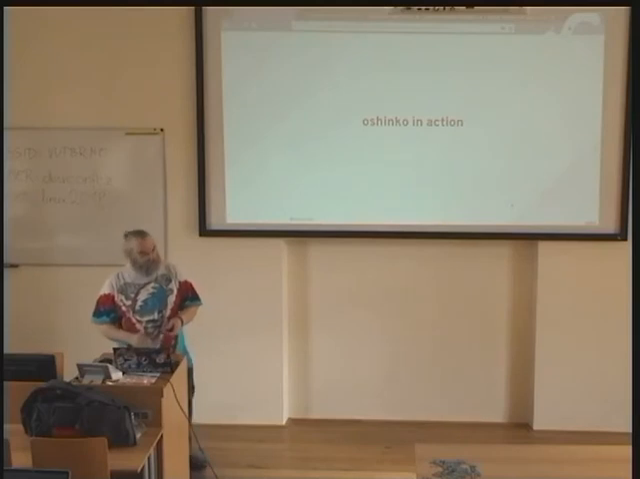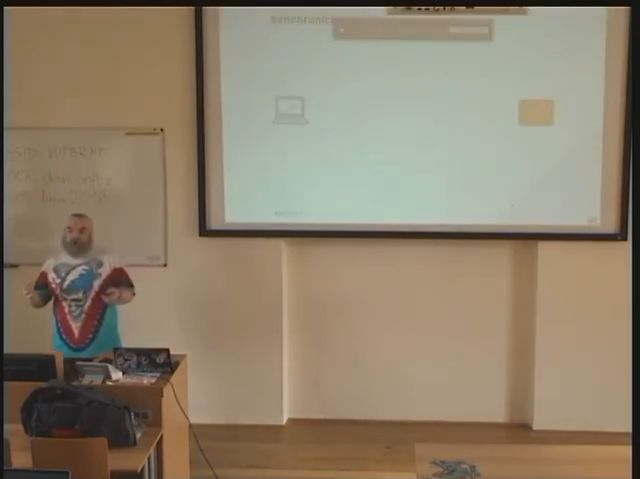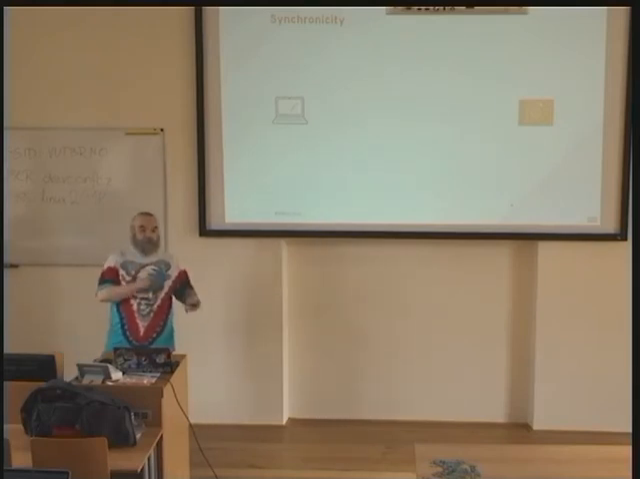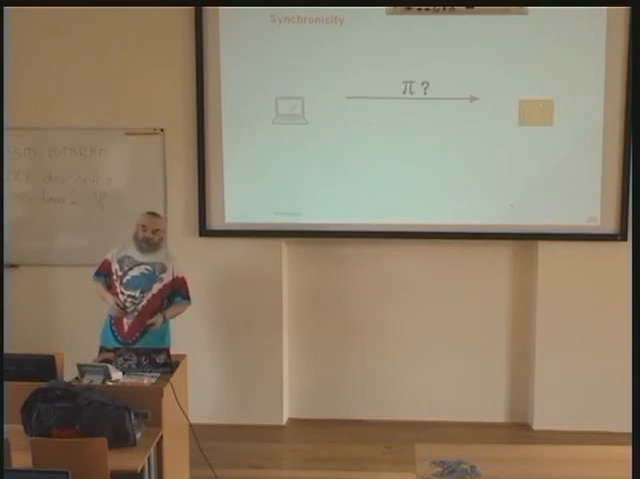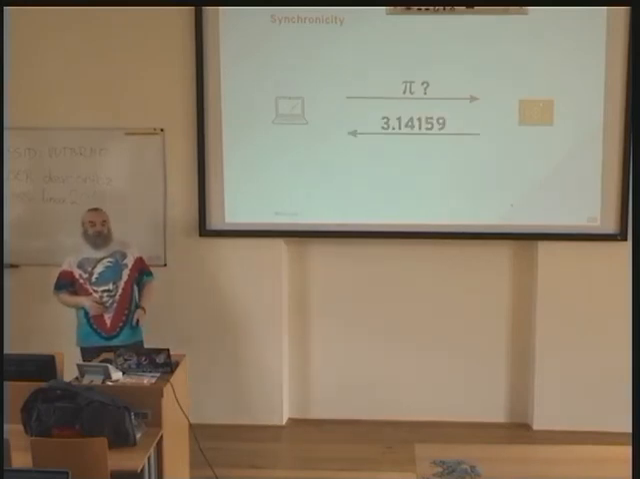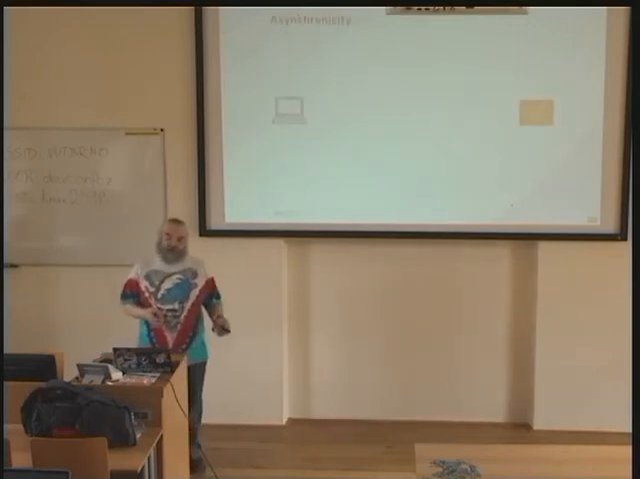All right, so back to here. We talked about synchronicity, right? Making a request, waiting for the response, and having it come back. So I ask it, what's pi? It sends me back a response. But as we noted, there are problems with that. So how do we move to asynchronicity?